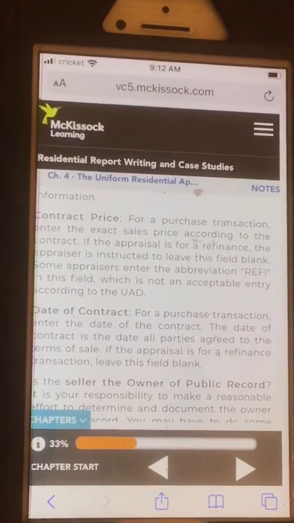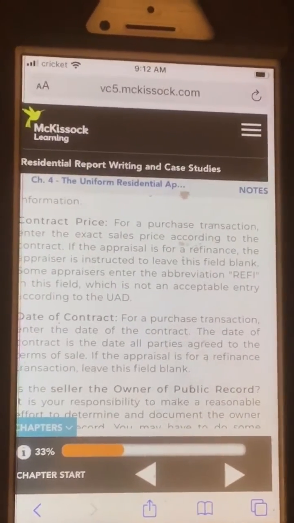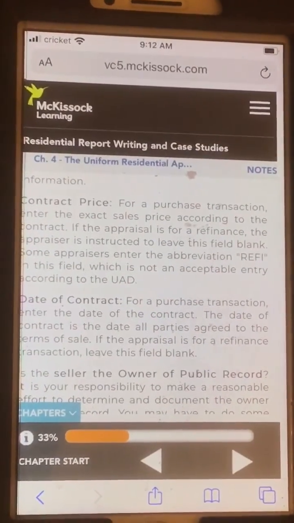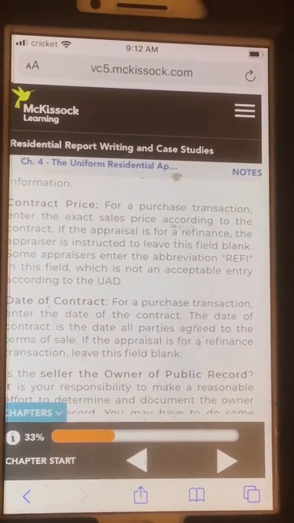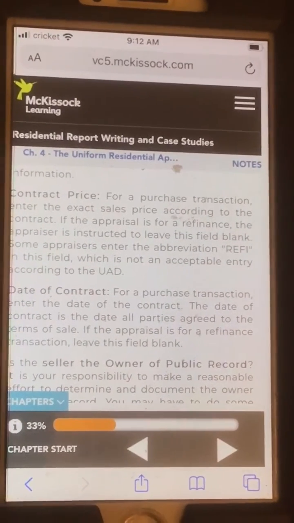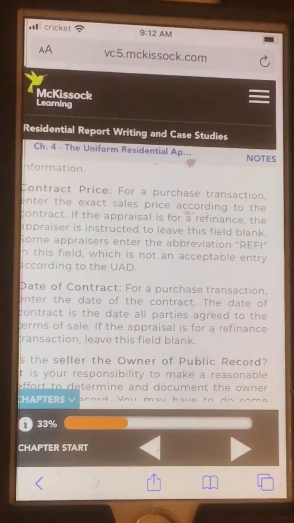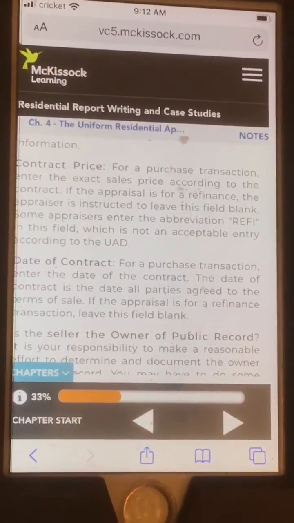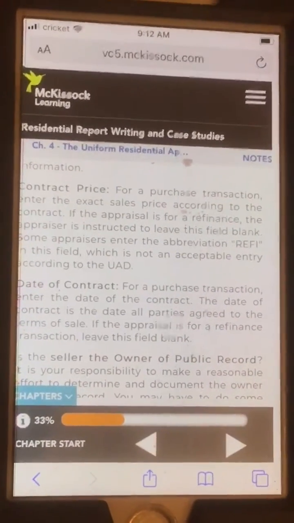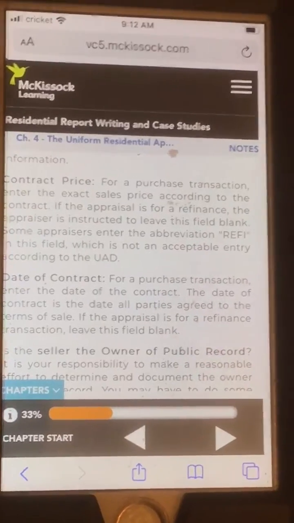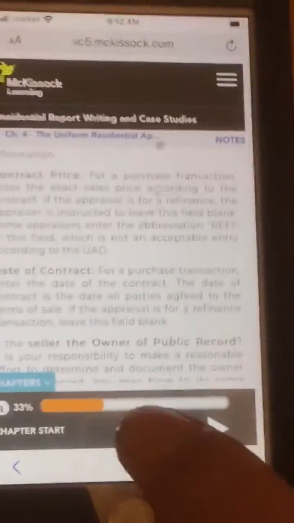Date of contract. For a purchase transaction, enter the date of the contract. The date of contract is the date all parties agreed to the terms of sale. If the appraisal is for a refinance transaction, leave this field blank.